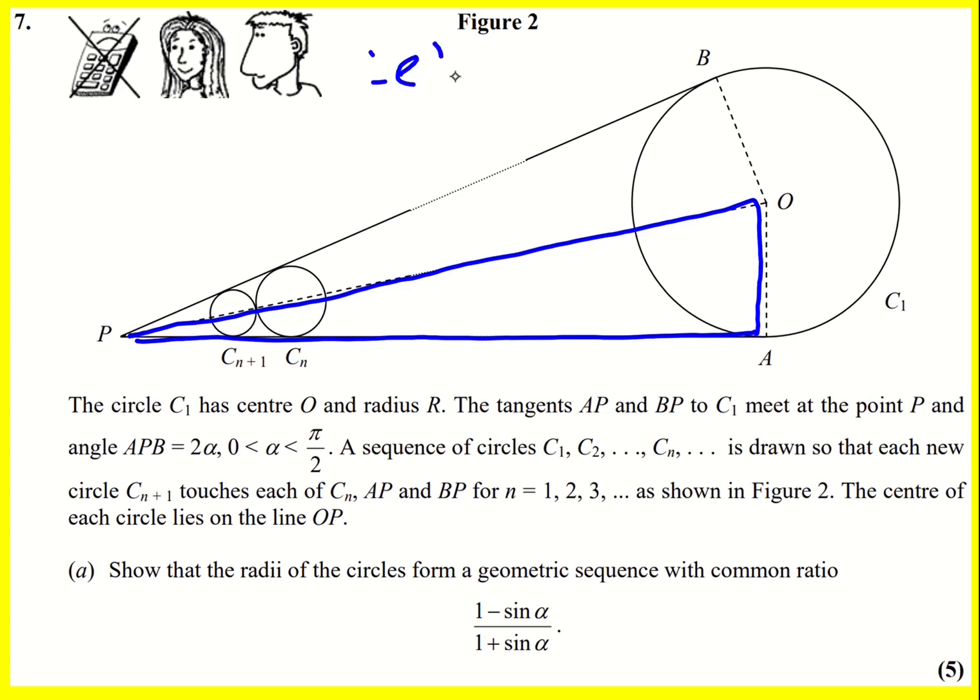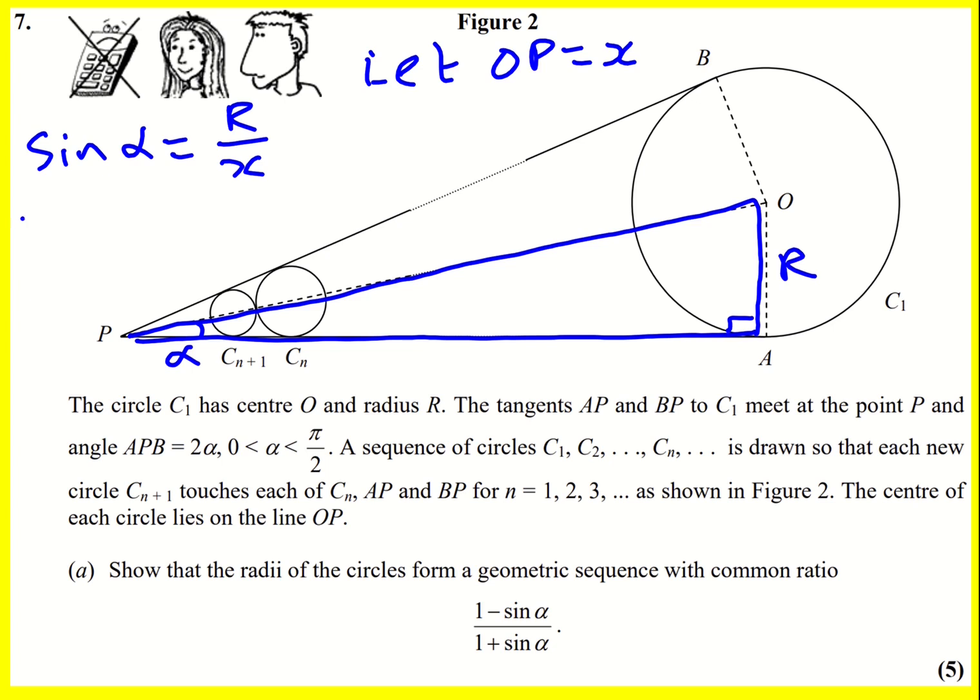And let OP just be, I'm going to call it x for simplicity. That will necessarily be a right angle because the radius is meeting a tangent. And then this here is alpha. We know in the answer we've got sine alpha, so I can write down that sine alpha is equal to, now this length is r because it's the radius of the first circle, so it's going to be r divided by x. And therefore r is equal to x sine alpha. And that's not great, but it's at least a starting point.